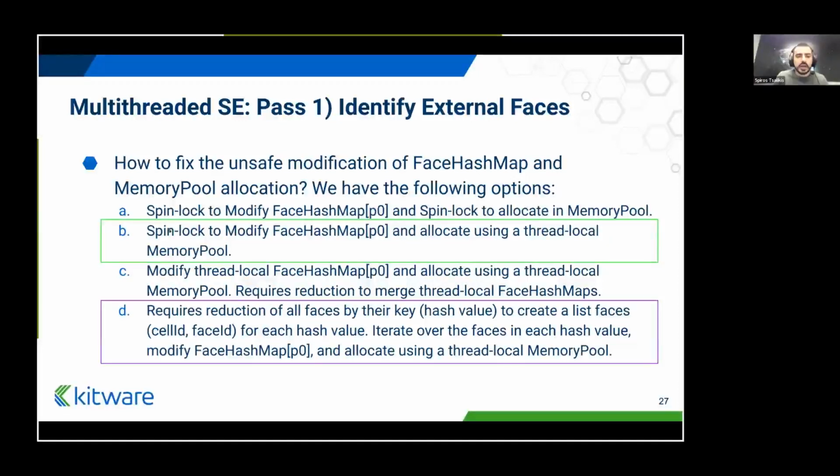So the best one as of now, what I'm working on, is the green one, in which we spin lock on the face hash map on the P0. And the reason for that is that the chance of two faces having the same first point ID is really small. Therefore, there's not going to be a lot of overhead waiting for one thread to finish and the other thread to continue their work. As far as the second one, yes, it removes the synchronization, but you still need to pay in the beginning for the creation of that list of faces, which is not cheap.